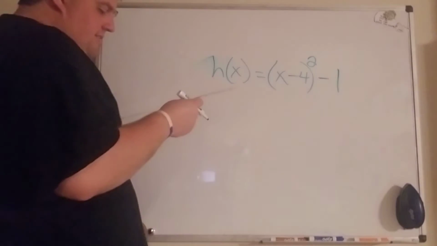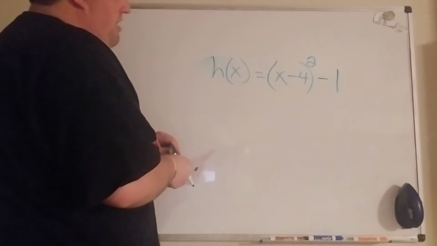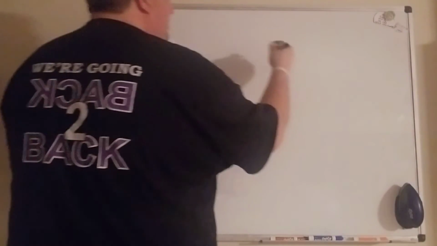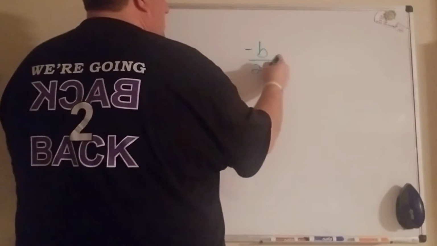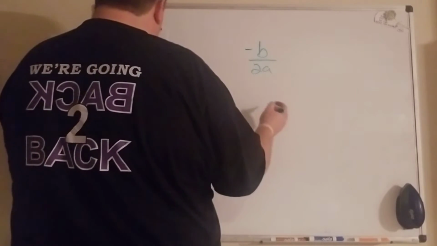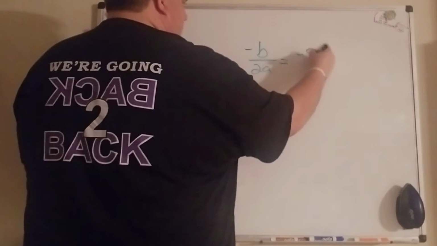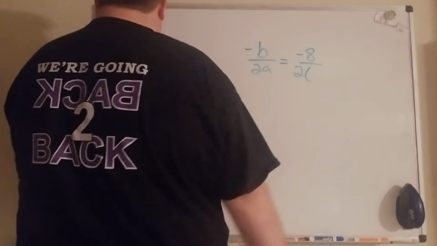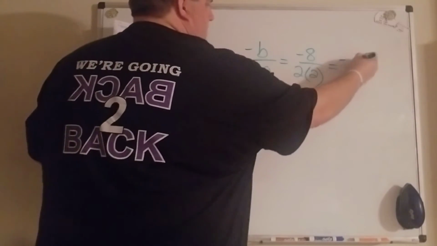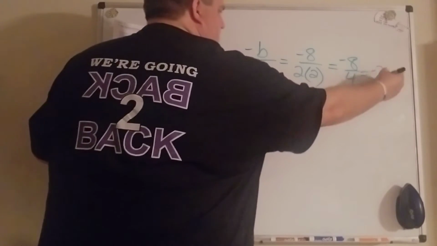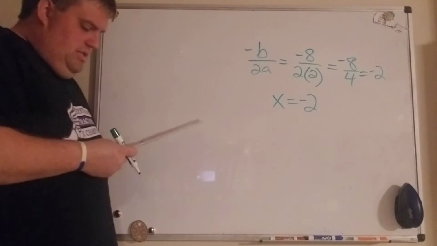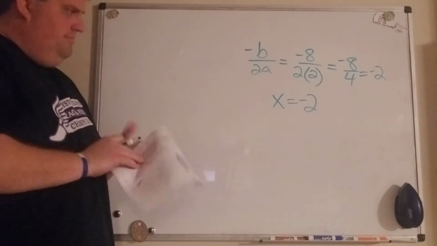Number 10, the axis of symmetry. This is where they gave it to us in standard form. So we're going to use our -b over 2a. And that's going to be, let's see, our b term is 8. So we're going to go -8 over 2, the a term is 2. -8 over 4 is just -2. So the axis of symmetry is x equals -2. All right, rock and roll there.